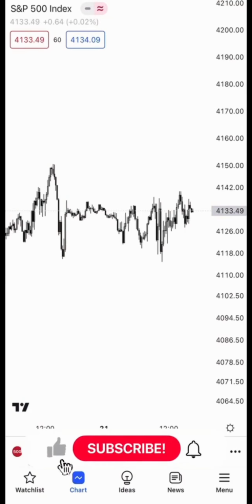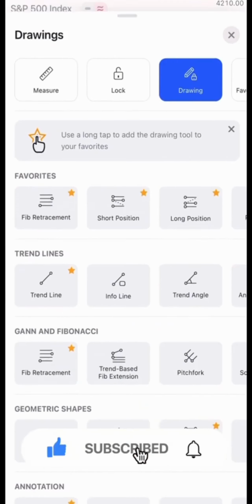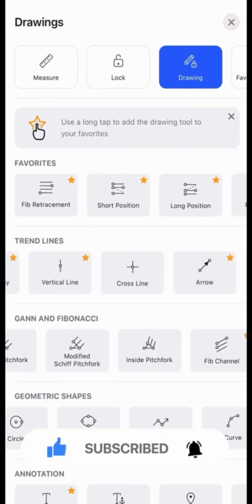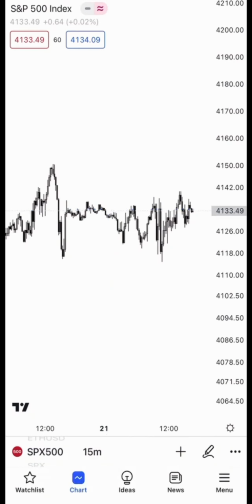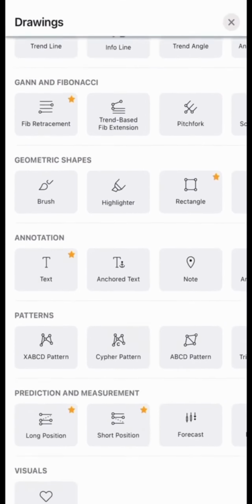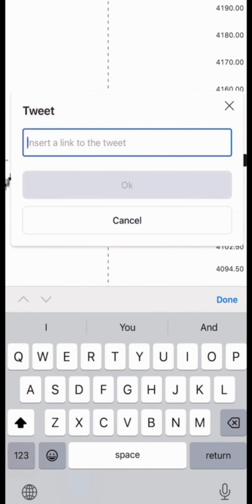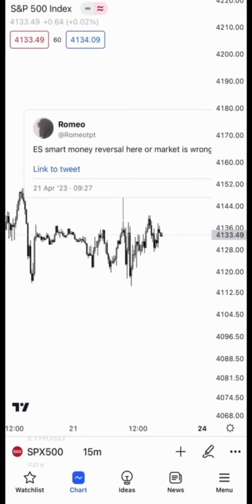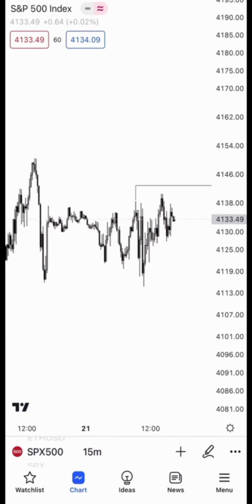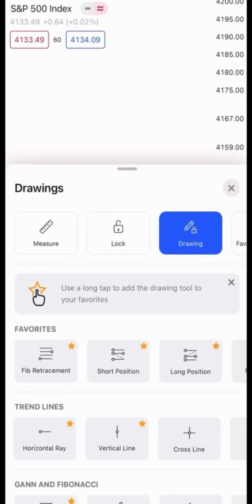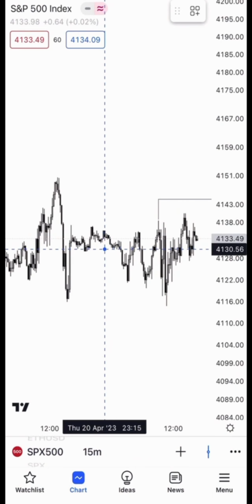All right, folks. So we have here a review of ES market maker model, right? Let me just go and slap on the tweet. So this is going to be brief. I intend this to be a brief, short, concise video, right? So we have this range going on, range low, range high, and we mark the opening time and the closing time of Friday.